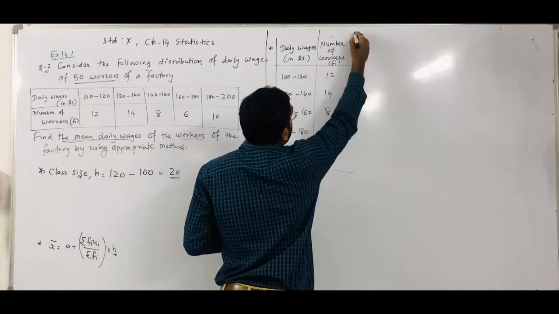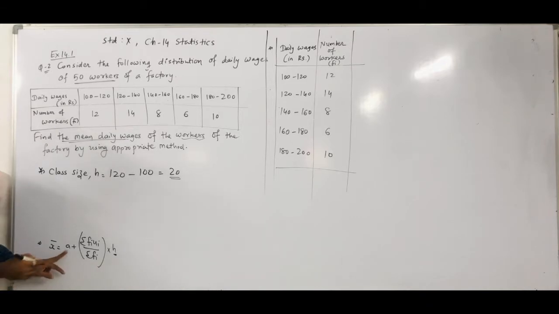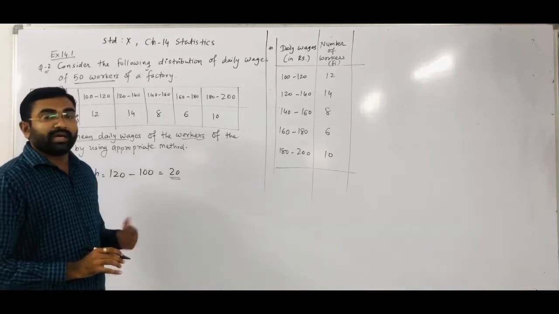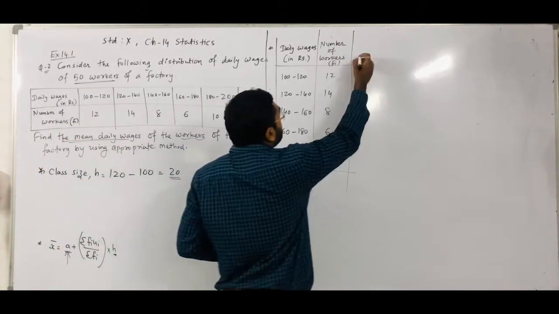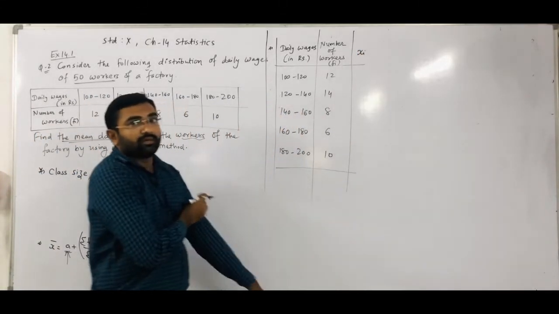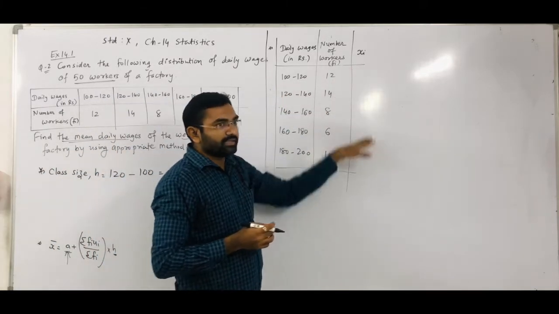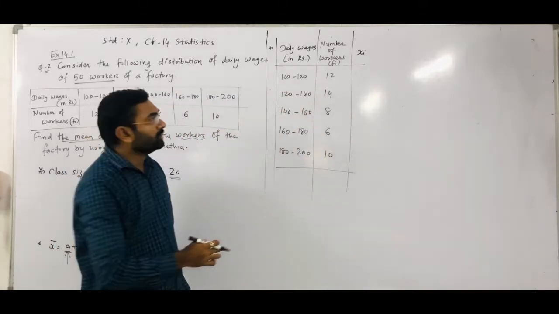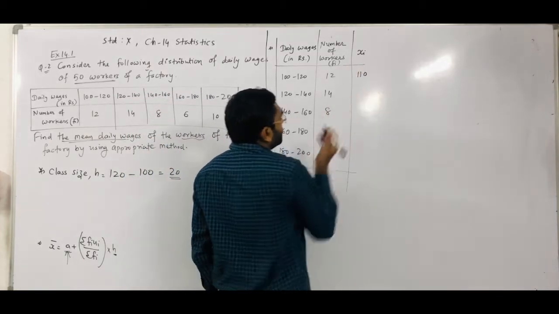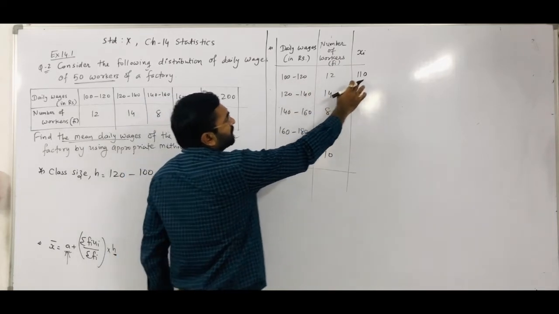Right? Now here observe the equation for the step deviation method. First we require the a value. A value means you have to assume a mean from the xi column, or you can say the class mark column, right? And how can we find the xi column, its mid value? We have to write each and every class's mid value here in the xi column. So 100 plus 120 divided by 2, so 220 divided by 2, we get 110. Right? And directly we can say in between 100 to 120, the mid value is 110.